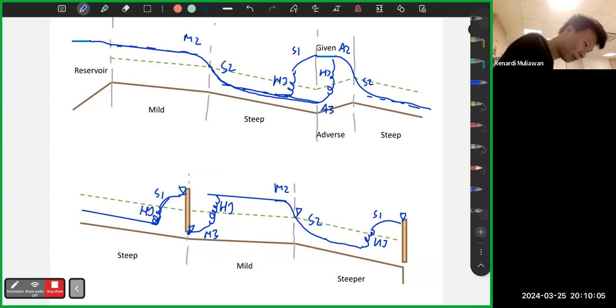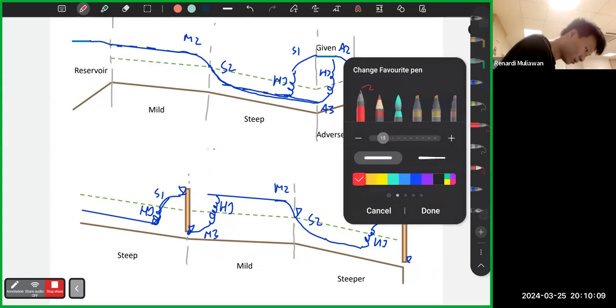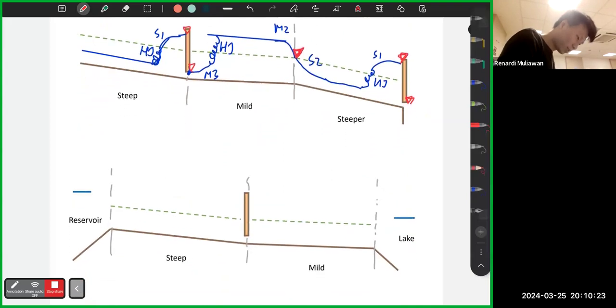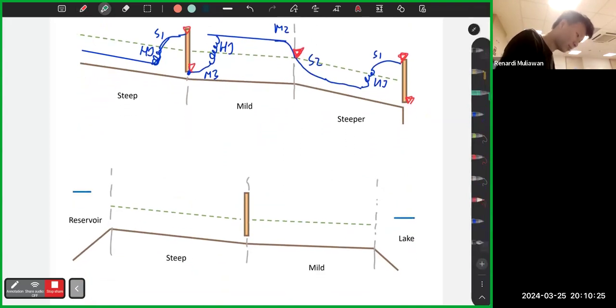Then if you are asked to label the control points, here they are. It's on top of the sluice gate, bottom of the sluice gate, at YC, here YC, and here top of sluice gate, bottom of sluice gate. Okay, same here.